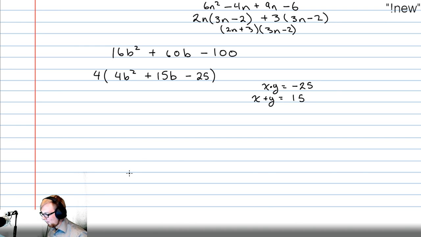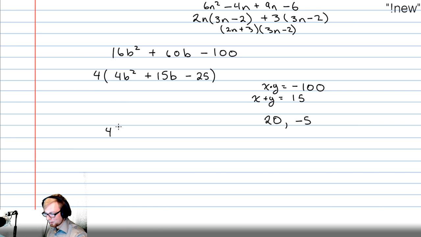Wait, 20 and 5? How is that 100? Yes, it is. Okay. 20 and 5. Oh, right. This is supposed to be 100. I wrote down the wrong number. Okay. So one of them has to be negative. B is positive, so that means the larger number gets the positive and the smaller number gets the negative. 5 and 20 get it. There you go. 4b squared minus 5b.